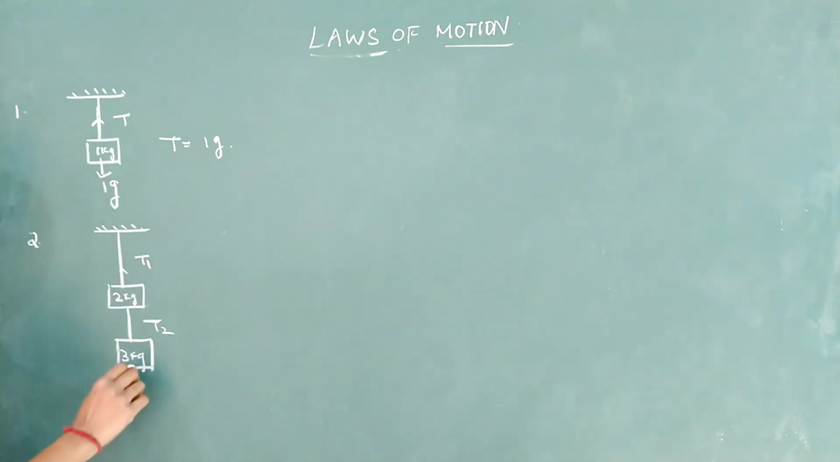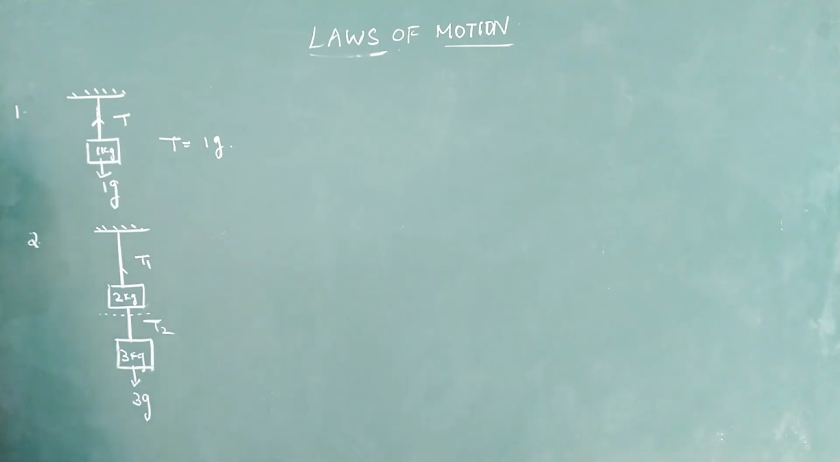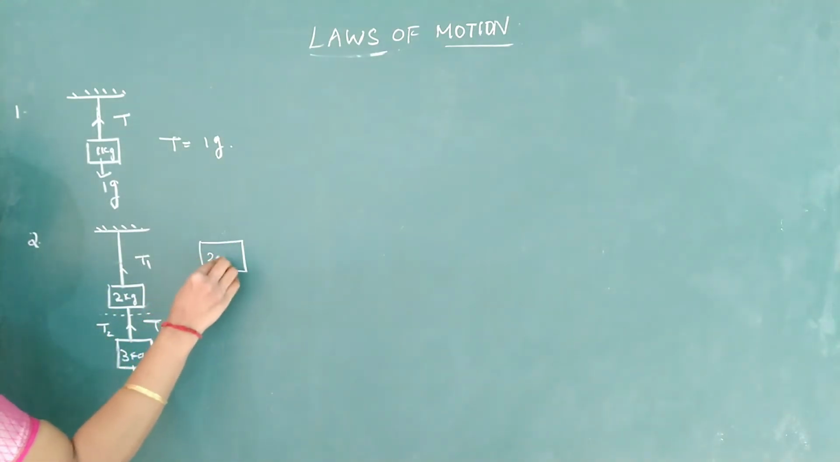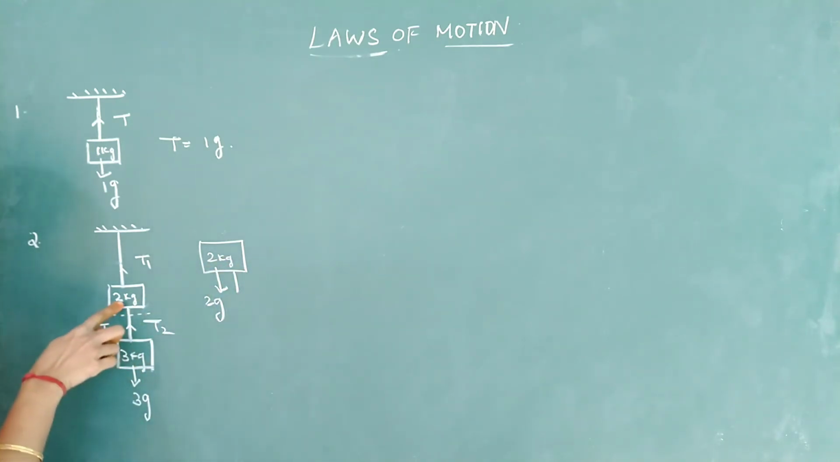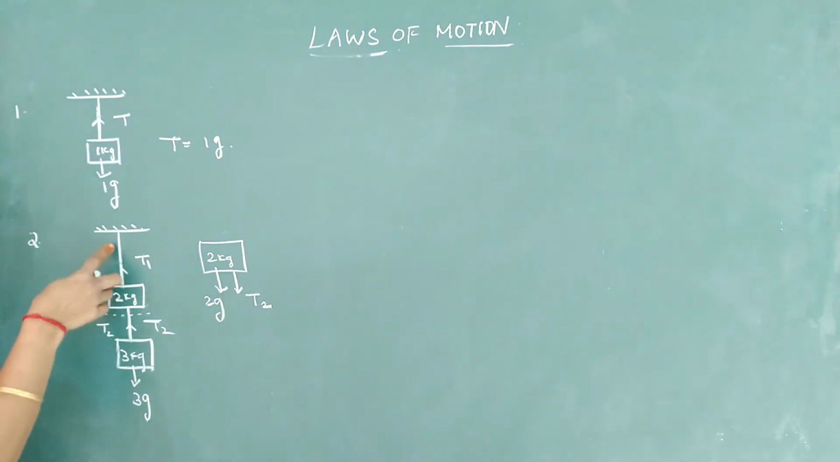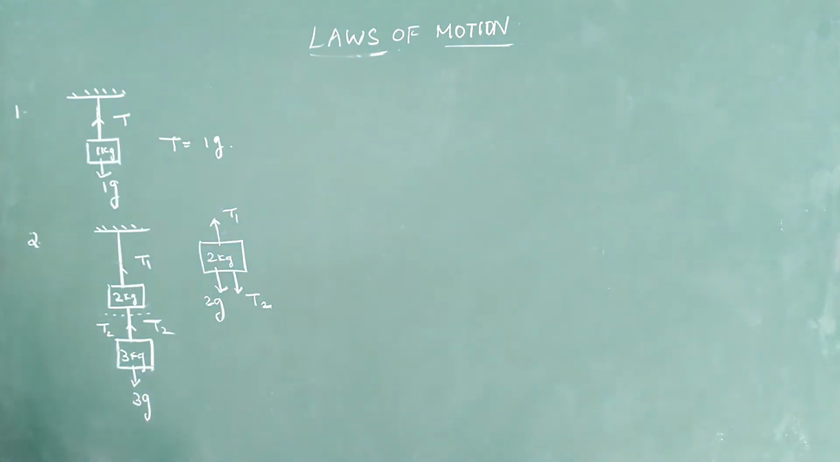Start with the lowest block. Force pulling it down is 3G. And we know tension is always a pulling force. Okay, if you cut here and draw the free body diagram, on 3 kg block, T2 will be acting upward. If you take the free body diagram for 2 kg block, its own weight, it is connected to a string in the downward direction. It is pulling it down by a tension T2. There is one more string on the top. This is pulling it by a tension T1. The block is at rest, so no acceleration.